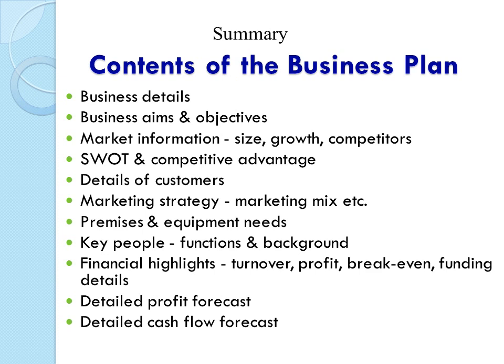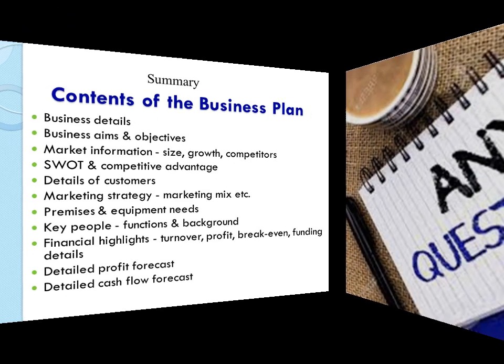Then premises and equipment needs, key people, functions and background, financial highlights like turnover, profit, break-even, funding, etc. Then detailed profit forecast and detailed cash flow forecast. So this is a summary of the business plan.